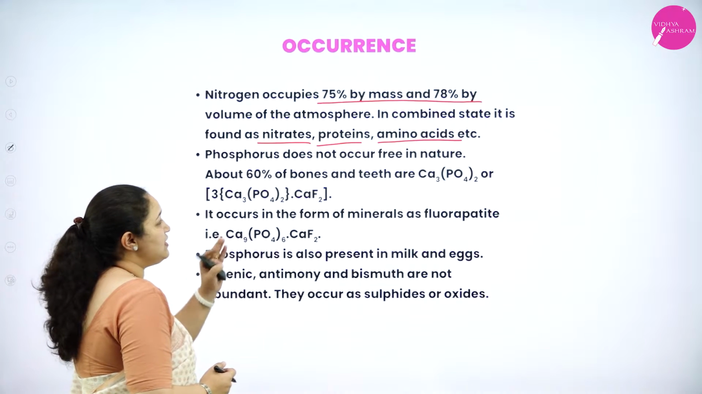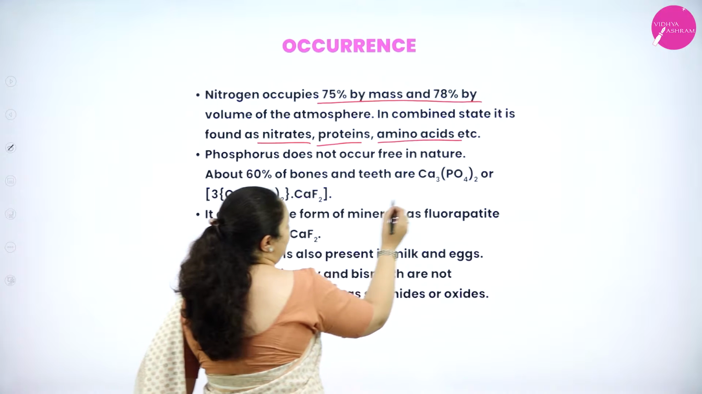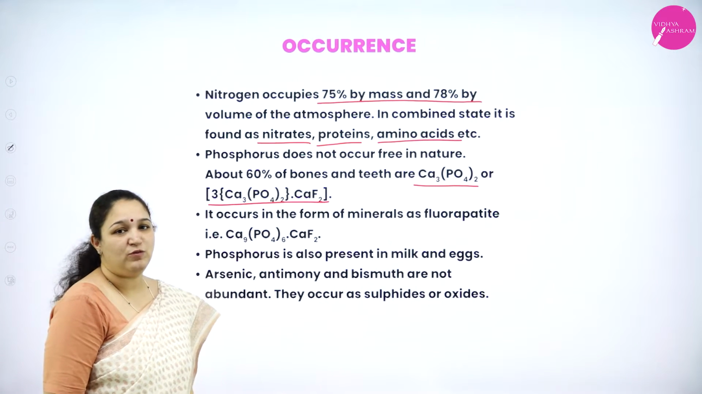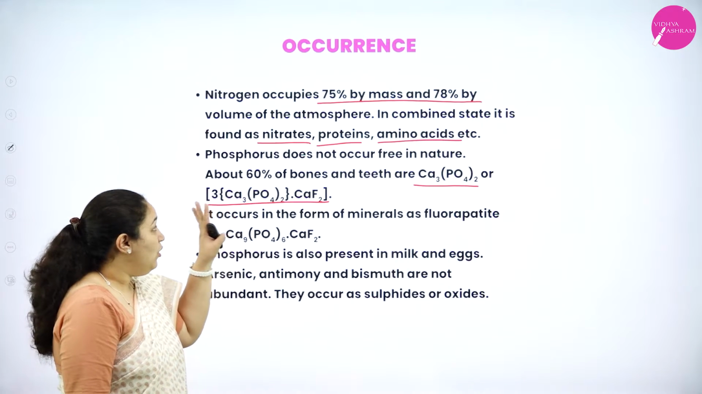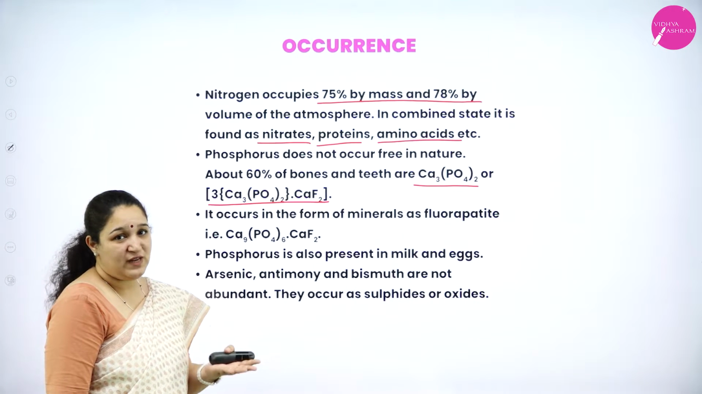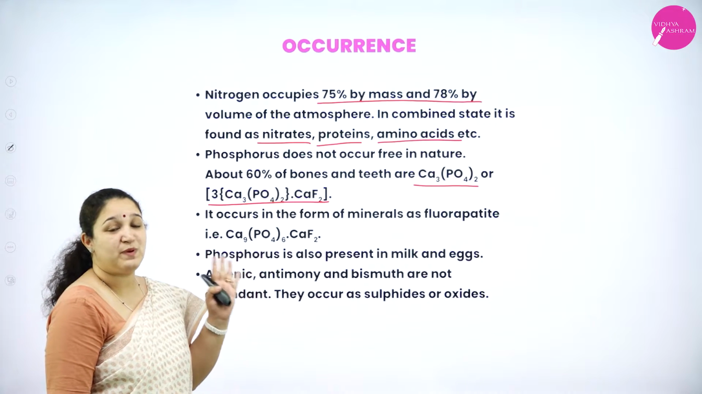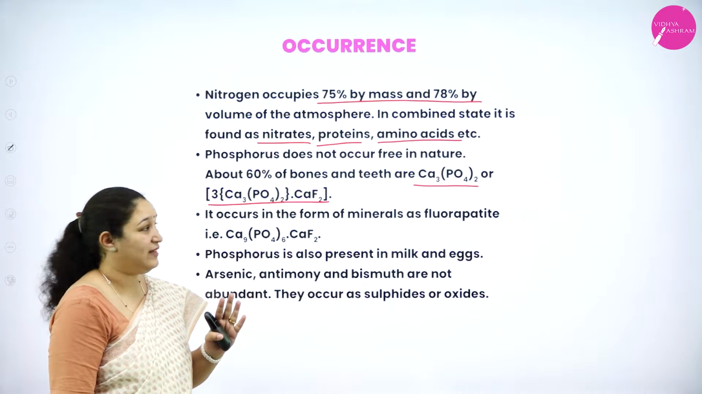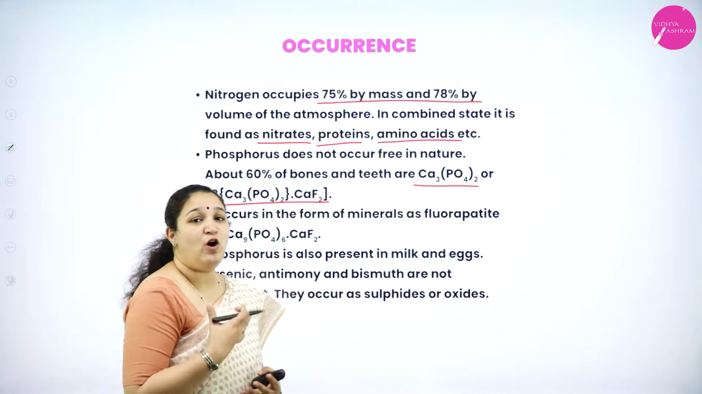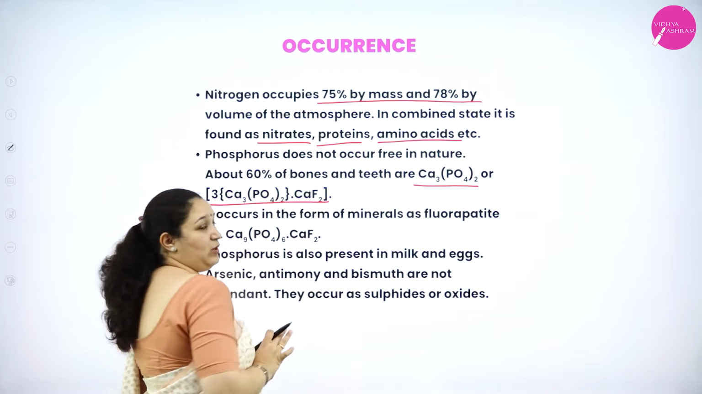Next, phosphorus does not occur in free state. About 60% of bones and teeth have calcium phosphate or calcium phosphate with calcium fluoride. Okay. So this is a 1 mark question which they can ask. Phosphorus is not in free state, but what is the percent of phosphorus present in bones and teeth, that is 60%, and in which form is the phosphorus present in teeth and bones?